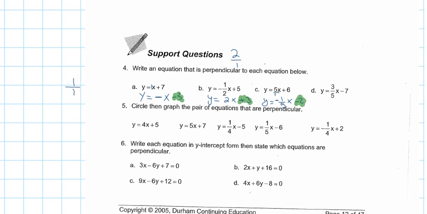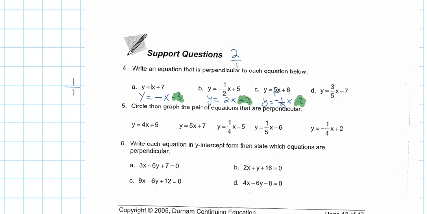Let's look at question number 5. So question number 5 says, circle then graph the pair of equations that are perpendicular. So which pair of equations are perpendicular? First and the last? Yes? Yeah. Why first and the last?